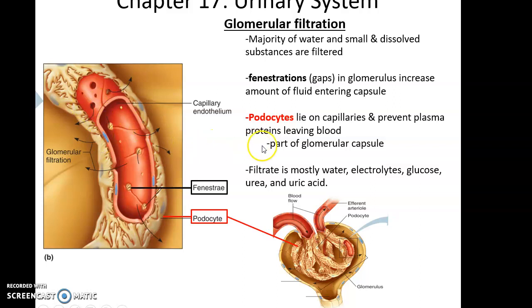And this helps to limit the size of things that can leave the bloodstream. So the only things in the filtrate are water, electrolytes, glucose, urea, uric acid, other small things that can leave the bloodstream. Anything, though, the size of a protein or bigger cannot leave. So we're preventing things protein size or bigger from leaving the bloodstream. So that, again, is very important. We do not want proteins and cells to leave the bloodstream and enter the nephron. Only smaller things dissolved in the water.